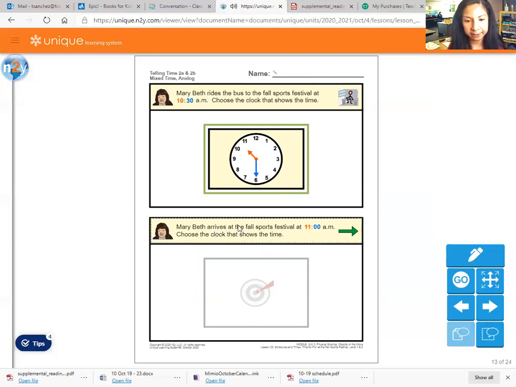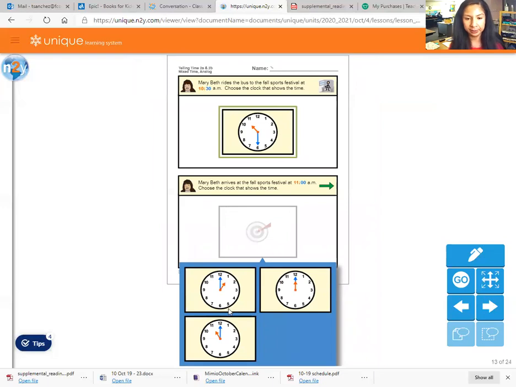Okay, so Mary Beth arrives at the Fall Sports Festival at 11 a.m. Choose the clock that shows the time. Let's look. Okay, so we have 3 clocks here. This one is pointing to the 1 o'clock hour hand and the 12. So that shows 1 o'clock. Is that 11 a.m.? No.